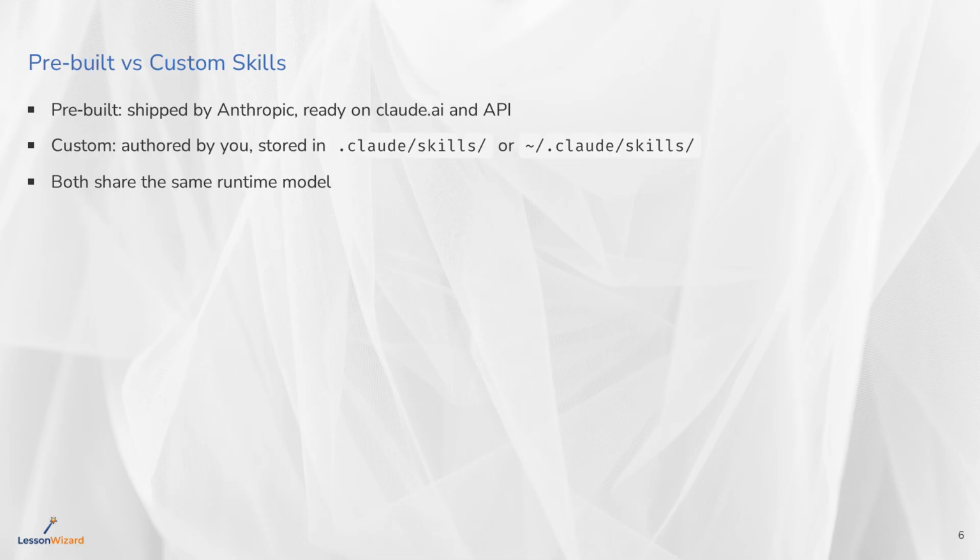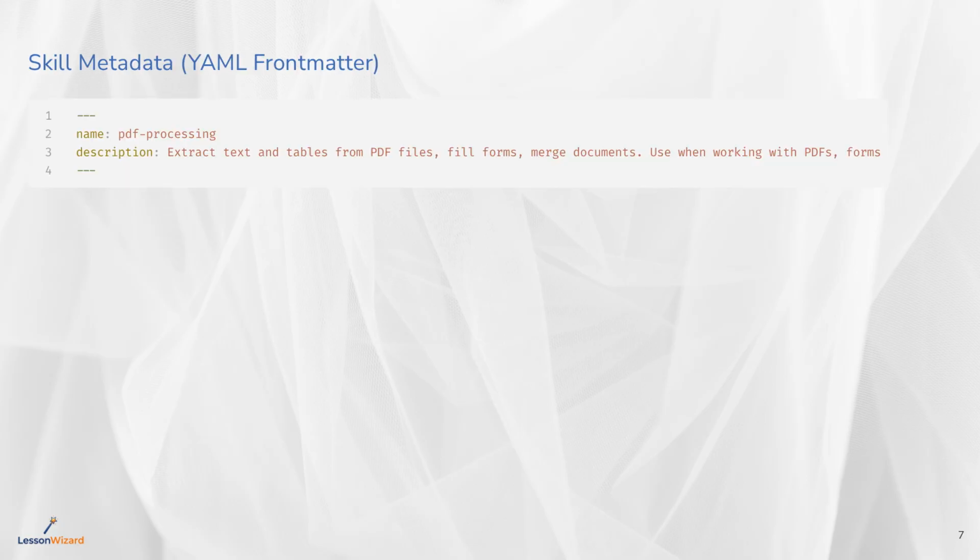Pre-built skills cover common formats like PowerPoint or PDF. Custom skills let you encode proprietary workflows, such as internal data validation, giving you the same performance benefits with your own logic. Every skill starts with a YAML header. The name is the identifier, and the description tells Claude when to activate the skill. Including both what it does and when to use it is required for reliable discovery.